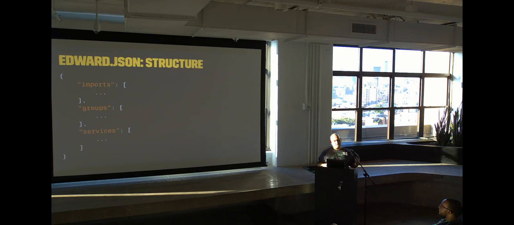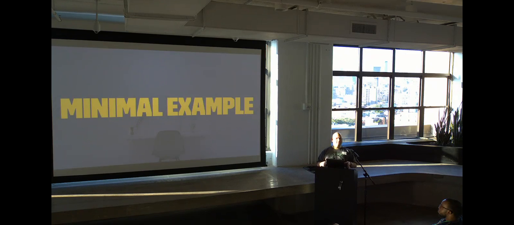General structure, you'll have 3 arrays. One for imports, which is other edward.json files to include additional groups and services, an array of groups, and an array of services. So let's look at an absolute minimal example to run a single service with Edward.